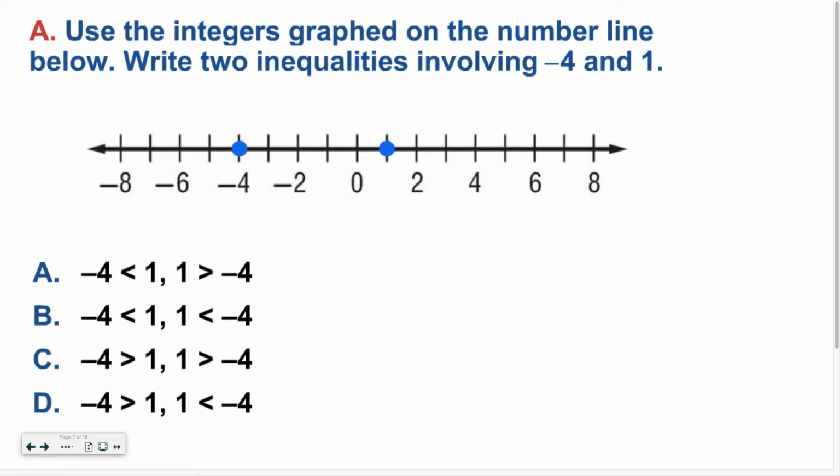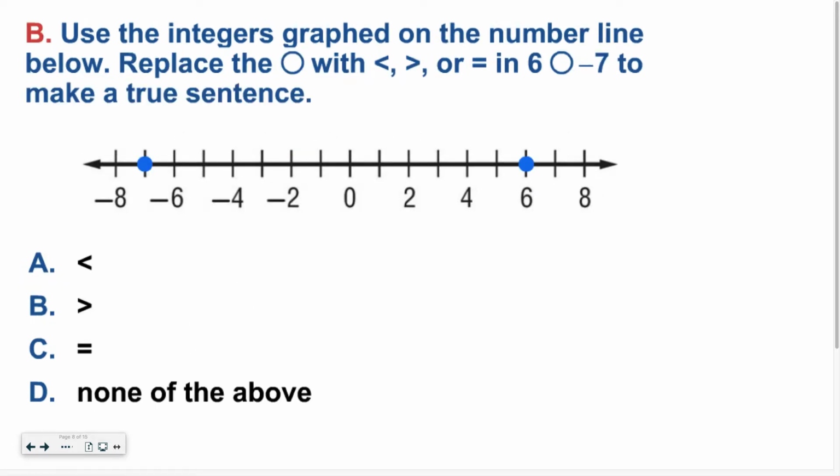Use the integers graphed on the number line below and write two inequalities involving -4 and +1. Good luck. Hopefully you ended up at letter A. We have -4 is less than 1, or we have 1 is greater than -4. Both of those are correct.